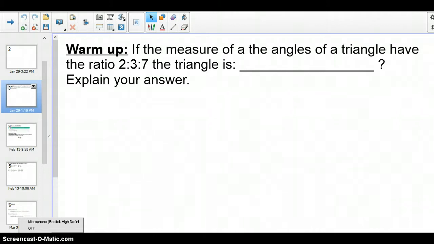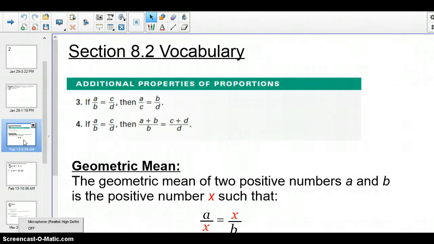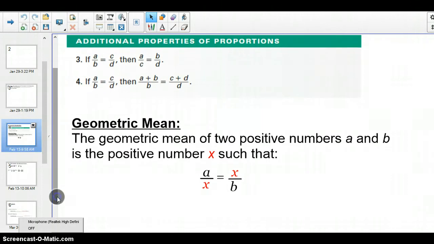What I'm asking is if the measure of the angles have this extended ratio 2 to 3 to 7, then the triangle is what kind of triangle? I'm asking if it's acute, if it's equilateral, if it's obtuse, and maybe it's scalene. Try to come up with a description for the triangle based on what the angles measure. So you can stop the video and do that. We'll go over that tomorrow.